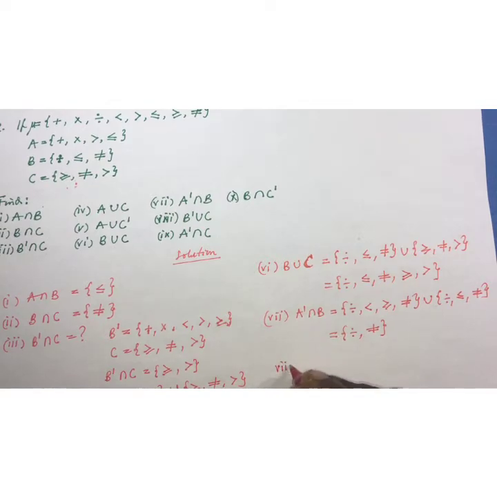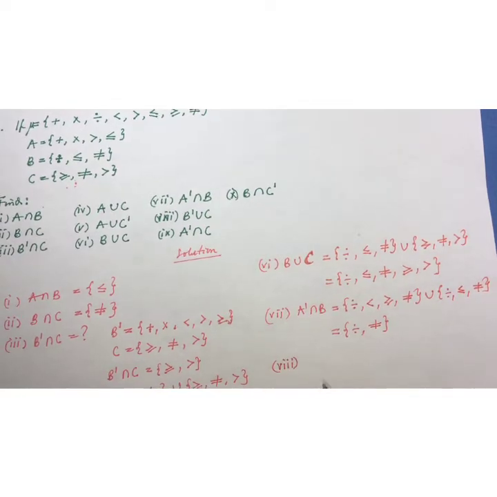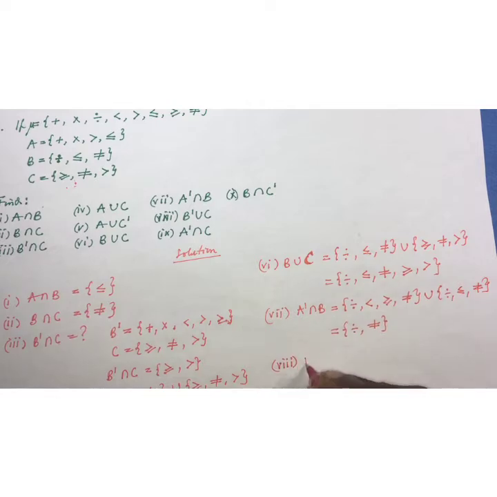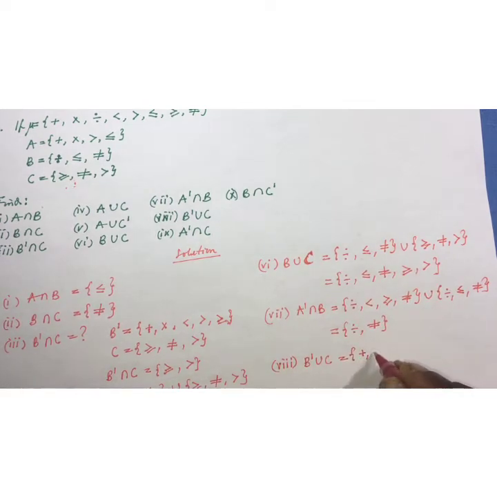Now the next is number 8. So in number 8 we have B complement union C. So let's write out B complement. We remember we obtained B complement earlier to be this, so I'm going to write it here just for reminder's sake. This is B complement. Okay, then uniting it with C, B complement unites with C. This is C.